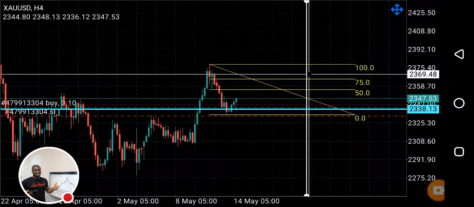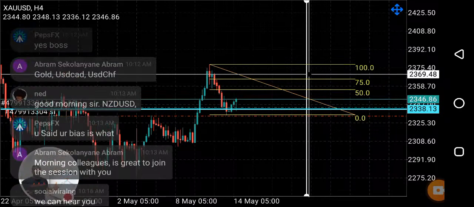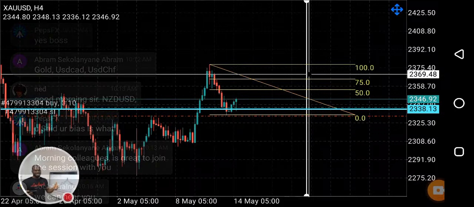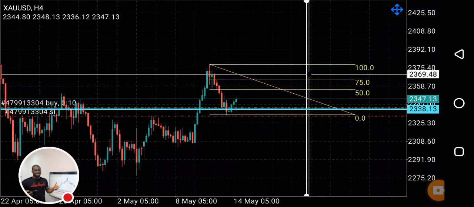If you're considering selling gold, wait for a bearish reversal pattern to form before you sell. You can't sell gold when what is printing on the chart is bullish candles. You cannot just jump in and start selling. The only time you would sell is when a bearish reversal pattern forms. You must see a bearish candle before you sell.